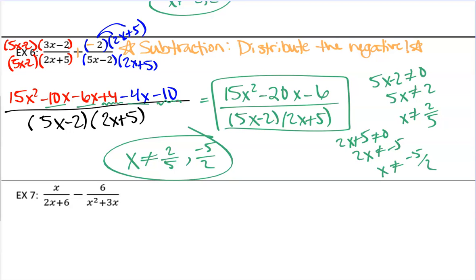All right, make sure you always include that. And yes, it is in the directions, but do not forget, you need to tell me what's going to make your expression undefined.